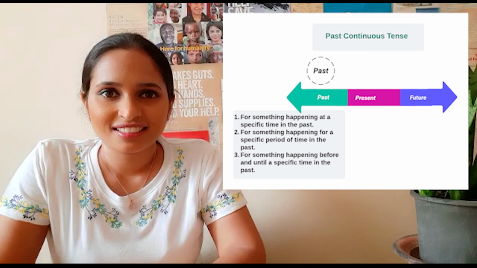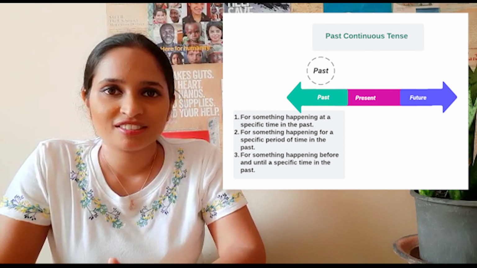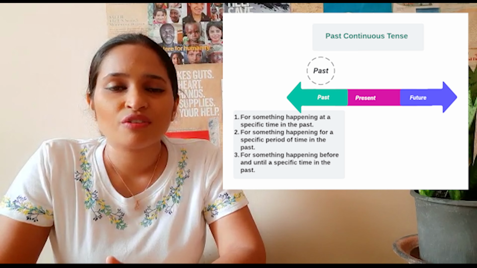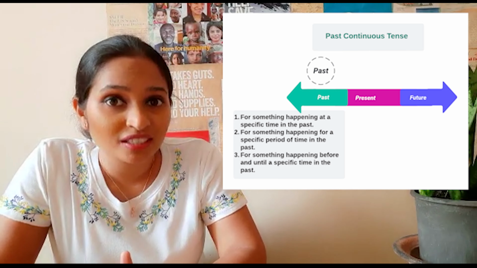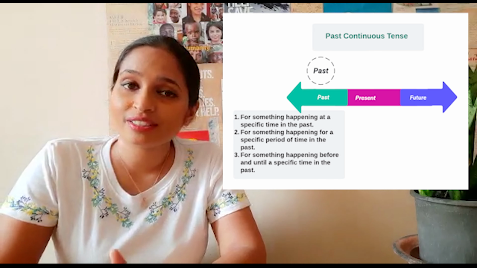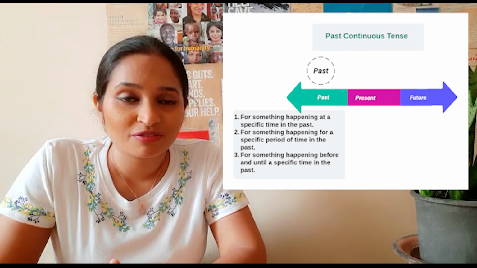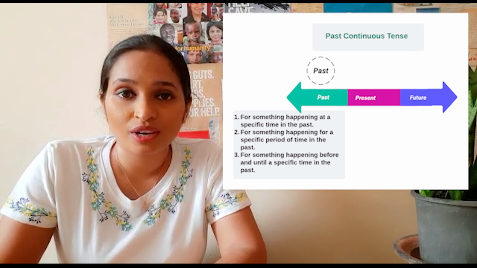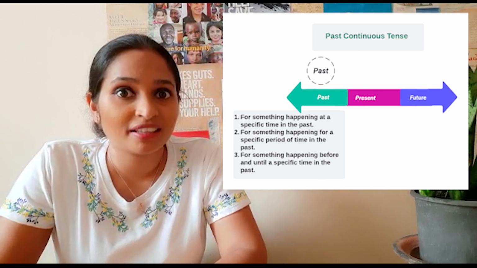The second tense that we are going to learn is the past continuous tense. We use the past continuous tense for something happening at a specific time in the past, or for something happening for a specific period of time in the past, or for something happening before and until a specific time in the past. Let's take an example and see how we can use the past continuous tense to talk about an action happening at a specific time in the past.